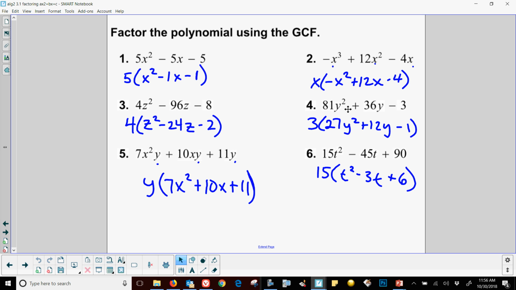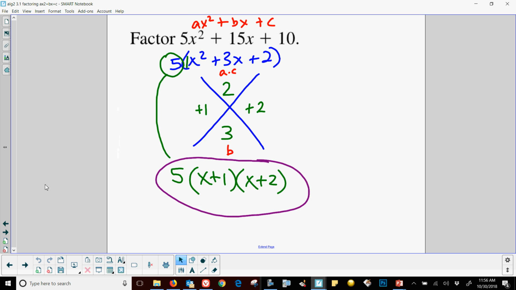So we just looked at these, and they were pretty easy to figure out, like, oh, I could pull a 3 from all of those. I can't pull a 9 because I'll have a fraction here, but I can pull a 3. So those were fairly easy, just remembering how to get a greatest common factor. Then we started here.